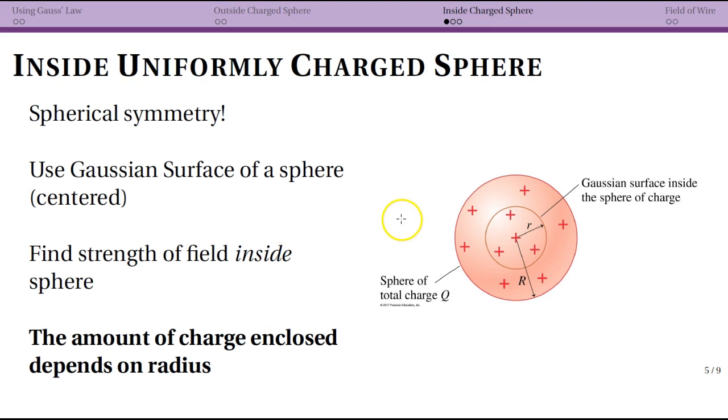If we were outside the sphere, as we were in the last video, then any radius includes the entire sphere. But now we are inside. So part of your sphere of charge is in your Gaussian surface, and then some of it isn't. Now remember, one of the things we looked at in the previous section was that charges that are outside your surface do not contribute to your flux. So the only thing we have to think about is charge enclosed.